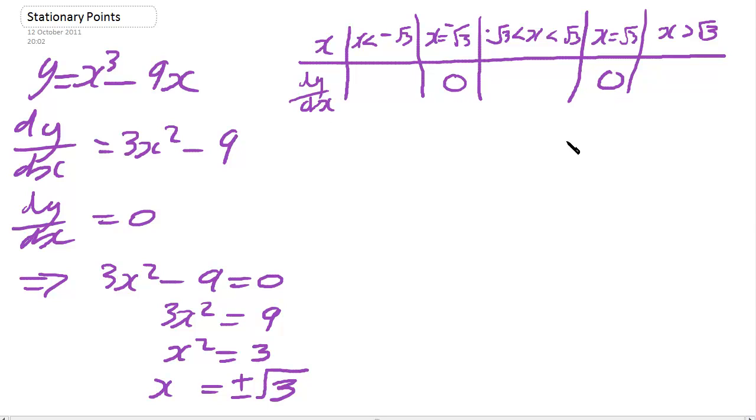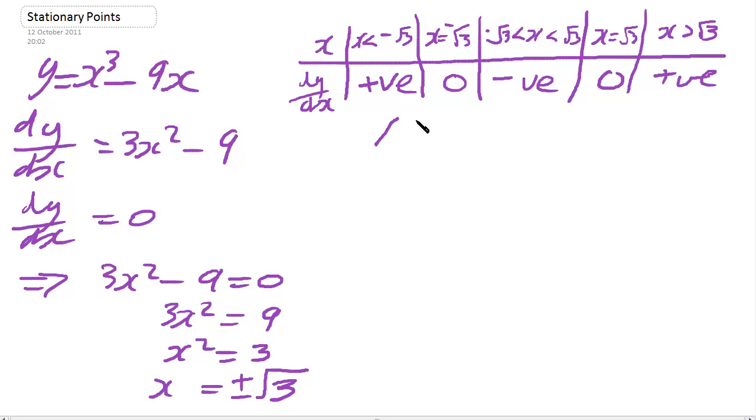That's the whole point. So what we're going to do is work out what happens when we're less than minus root 3. So what's less than minus root 3? Well, minus 2 is. So if we were to look at dy by dx when we put minus 2 in, minus 2 squared is 4, times 3 gives you 12, take away 9 gives you a positive value. And when we're between these 2 values, well, naught is between these 2 values, put naught into this and you get a negative value, naught minus 9. And then if we go to greater than root 3, let's pick, say, 2. 2 squared is 4, 12 minus 9 also gives you a positive value.